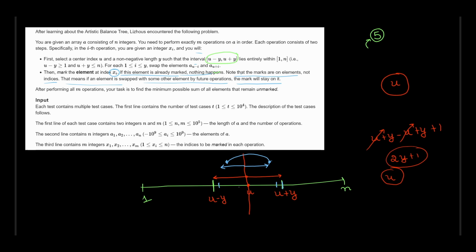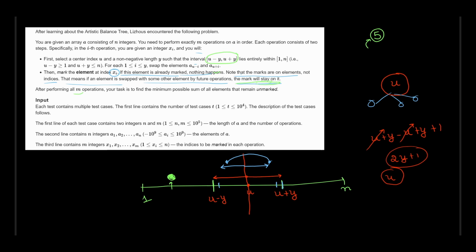Wait, I thought this problem was about trees. I was going to draw nodes and stuff, but this looks like just normal operations on arrays. We should be able to solve it. So you are marking a particular element, not an index, over here. Let's say you are coloring it green, and the mark will stay on it if it has already been marked, or otherwise you mark it.